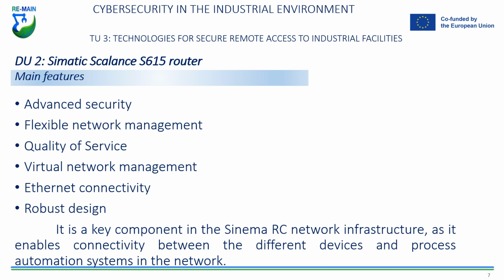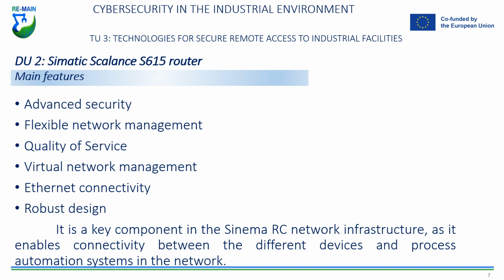Flexible network management. The Scalance S615 can be configured and managed using an intuitive web user interface or through the Siemens TIA Portal software application. This router also supports multiple network protocols, including TCP, IP, UDP, SNMP, and DHCP. Quality of service. COS. This router offers COS features to ensure that critical traffic is prioritized on the network. This helps improve performance and reduce latency.